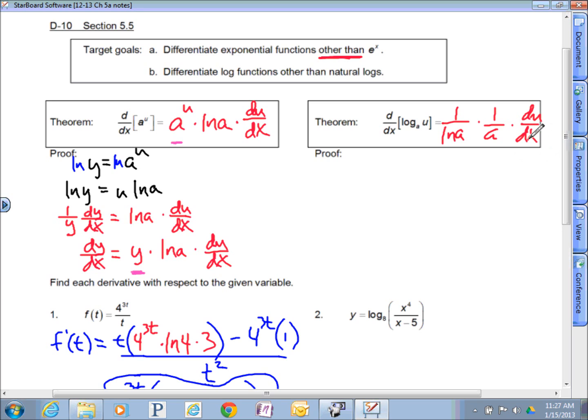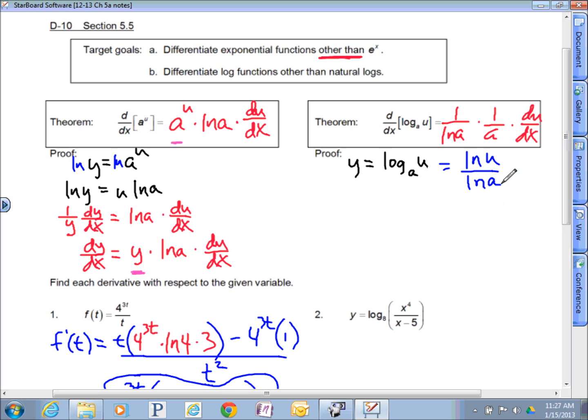Now where does that come from? Well, again, I'm not a big memorized guy. Here's what I like instead. I'm going to say y is the same thing as log base a of u. And I don't like those logs. I'm going to do the change of base theorem, but instead of log of u over log of a, I'm going to do natural log of u over natural log of a. Now why do I like that?